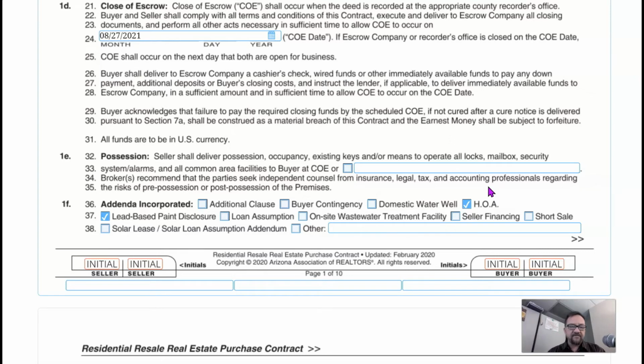All right. 1F, this is the next section down. If there's any other addenda incorporated, which is a fancy word for we needed to throw on more paperwork to cover issues like that post-possession agreement we were talking about. We're going to check a box right here where it's going to say post-possession agreement. Some of the most common ones you see on these extra addendums that come in is the lead-based paint disclosure for any house built before 1979.